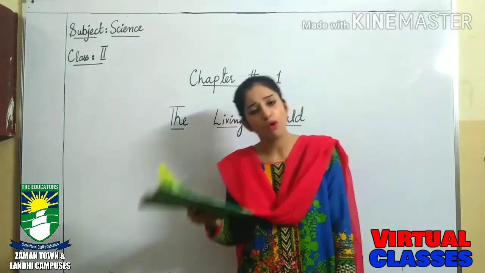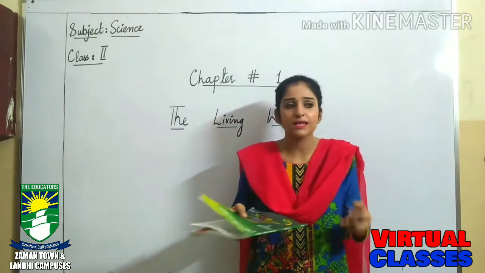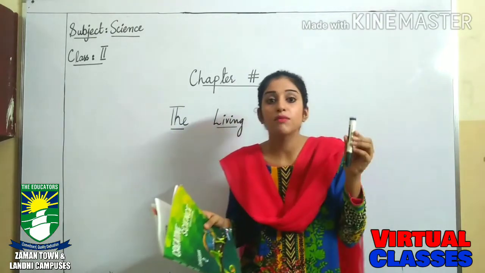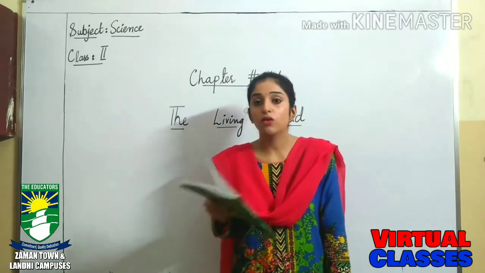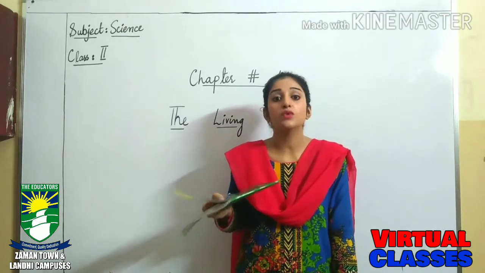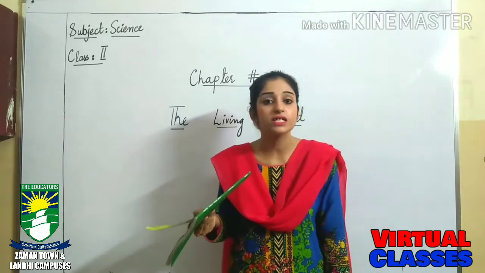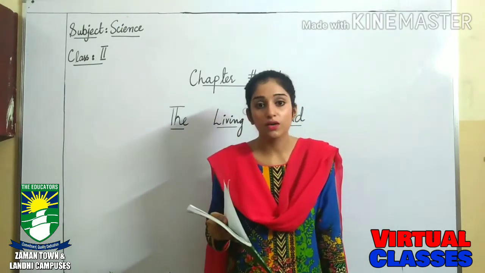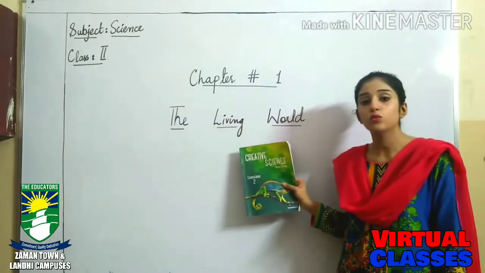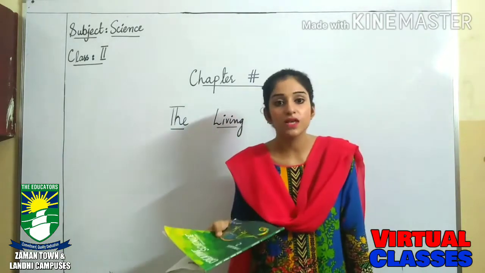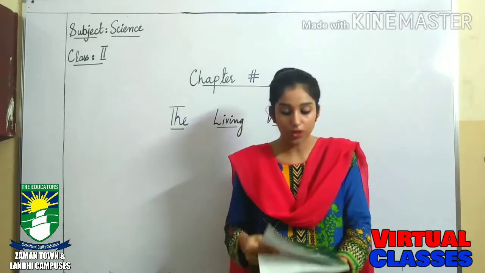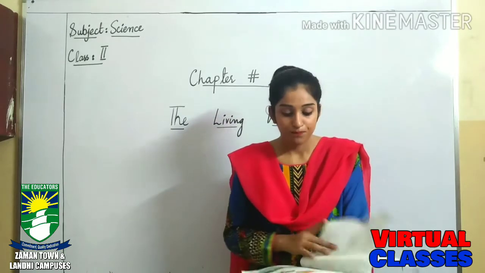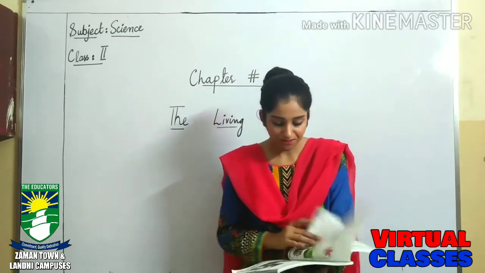If we talk about non-living things, examples are like a book, like a marker, the things which cannot move by itself, which cannot breathe, which cannot eat food. So such things are non-living things. Today we are going to talk about the living world, means about living things and their features. Okay, let's start reading. Open your science book.